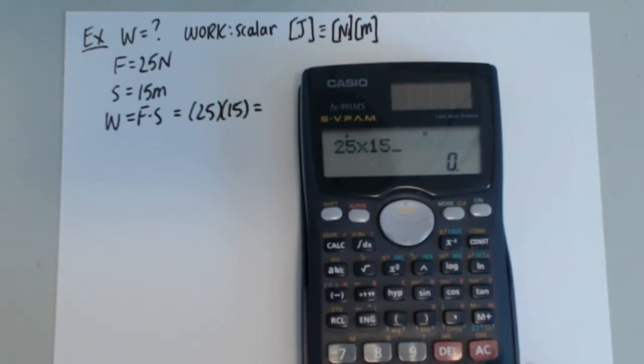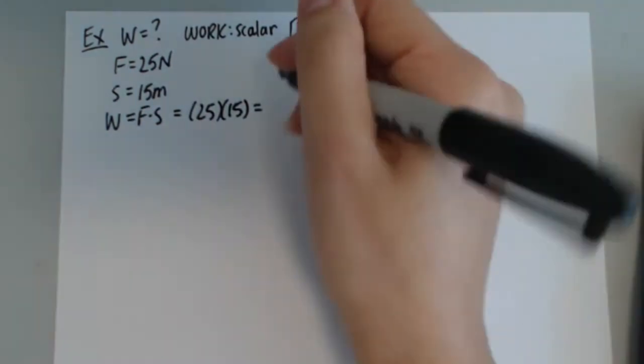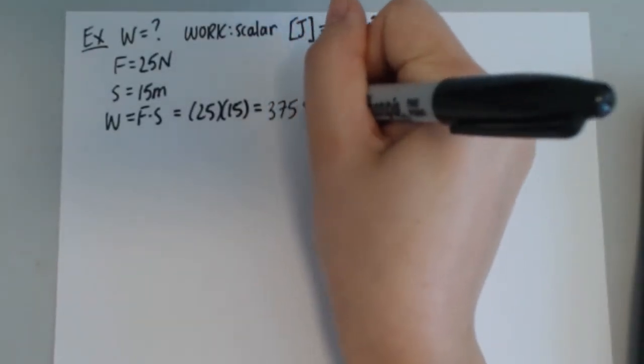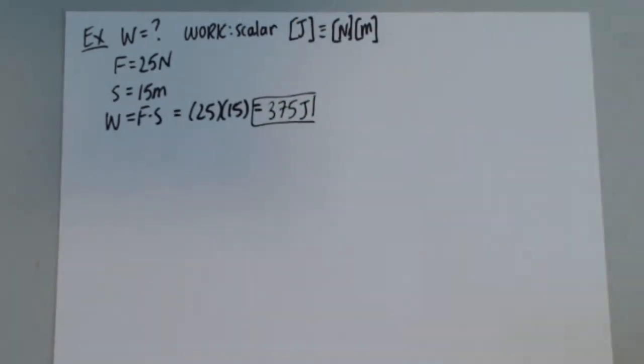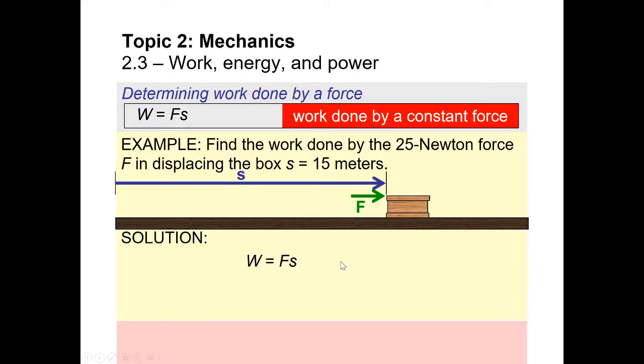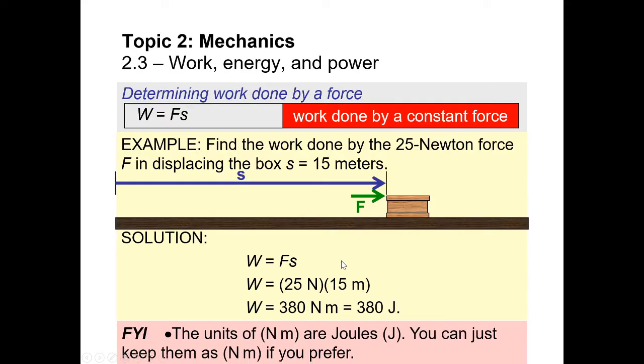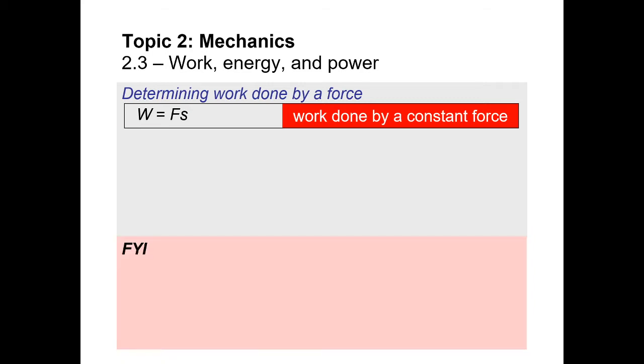Grab your calculator. 375. 375 joules. Again, if you want, you can call that 375 newton meters. Nothing wrong with that. Let's go back to the slides, and there's that same solution. In the slides, it's 380 because this is taking into account sig figs.